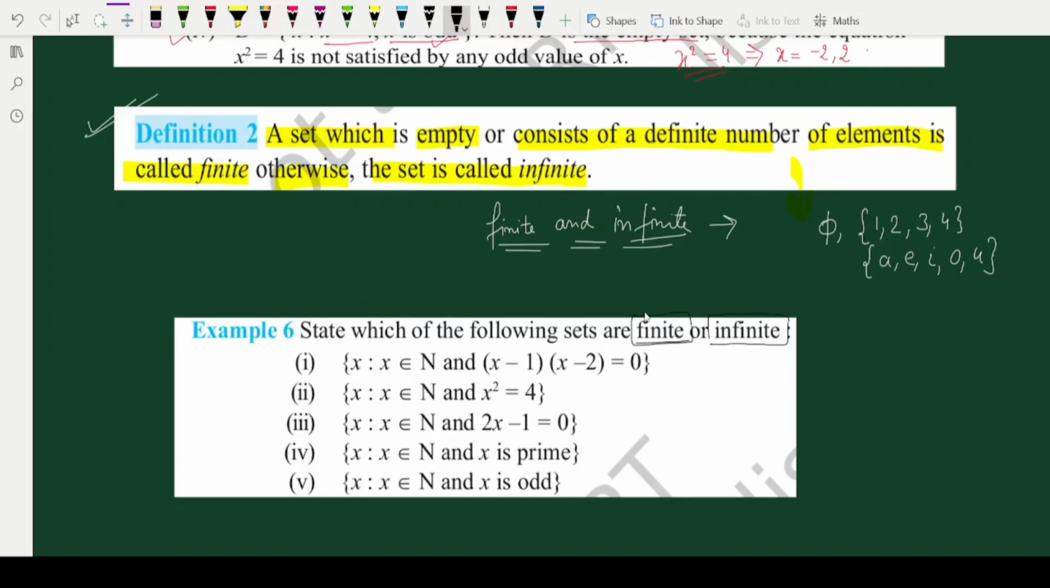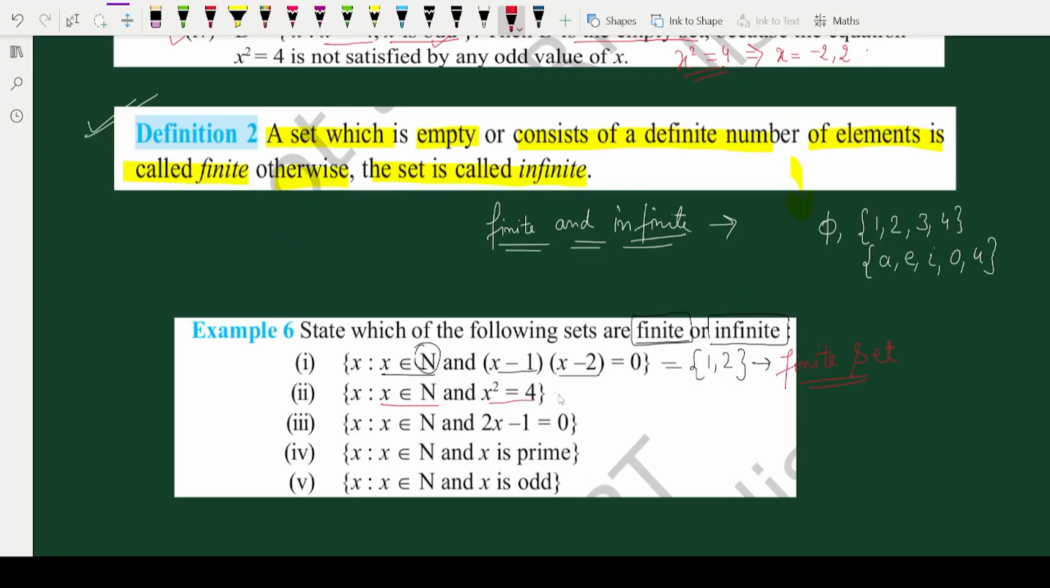Okay, finite or infinite. x belongs to N and (x minus 1)(x minus 2) is equal to 0. We get two numbers here. What is 1 and 2? They both are natural numbers. So this is a finite set.